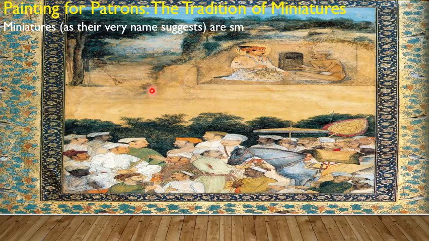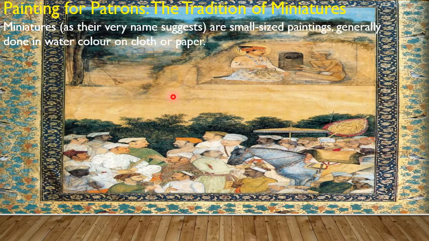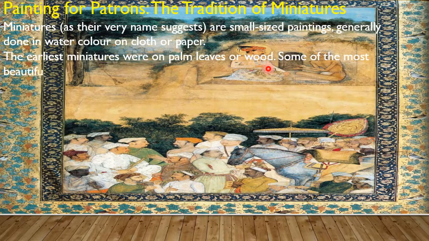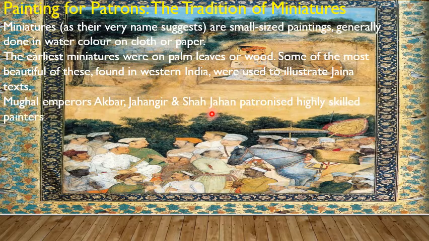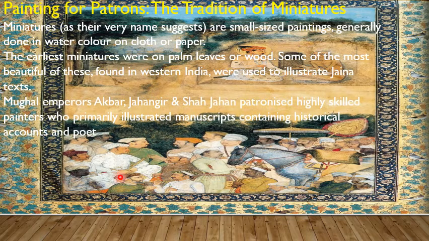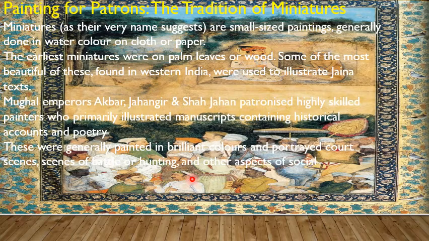Miniatures, as their very name suggests, are small-sized paintings generally done in watercolor on cloth or paper. The earliest miniatures were on palm leaves or wood. Some of the most beautiful of these found in western India were used to illustrate Jaina texts. Mughal emperors Akbar, Jahangir, and Shah Jahan patronized highly skilled painters who primarily illustrated manuscripts containing historical accounts and poetry. These were generally painted in brilliant colors and portrayed court scenes, scenes of palaces, scenes of hunting, and other aspects of social life.